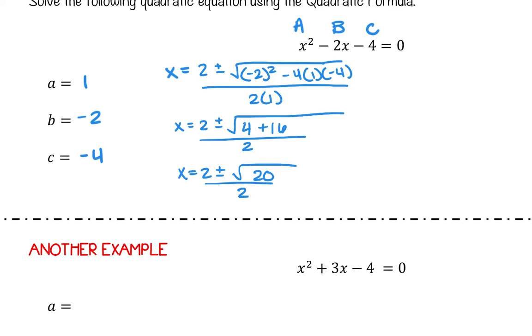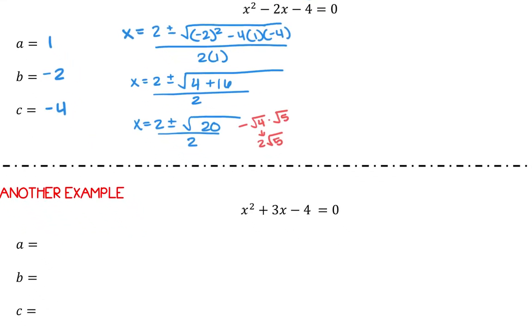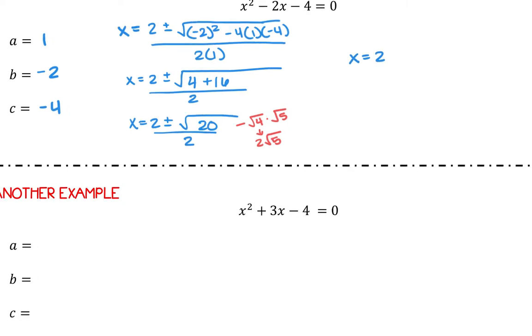All right, but now I'm going to go ahead and break down the square root of 20. So that will factor into the square root of 4 and the square root of 5. Okay, the square root of 4 is 2. We cannot take the square root of 5, so it stays 2 radical 5. So now we will rewrite that as x equals 2 plus or minus 2 radical 5 all over 2.